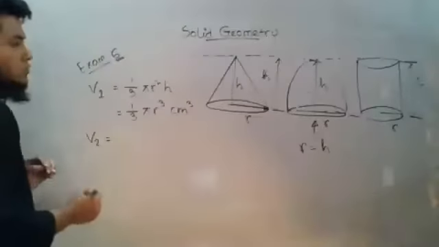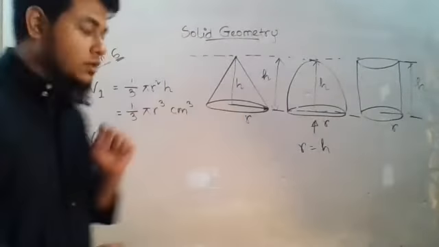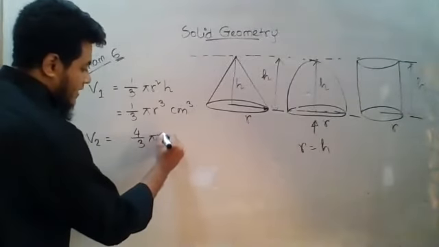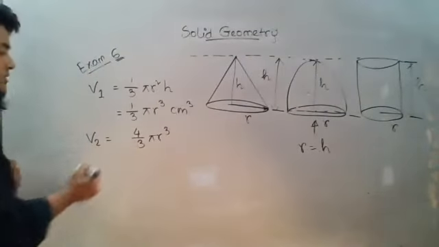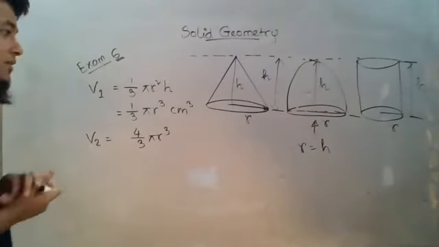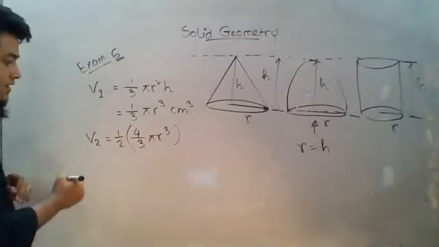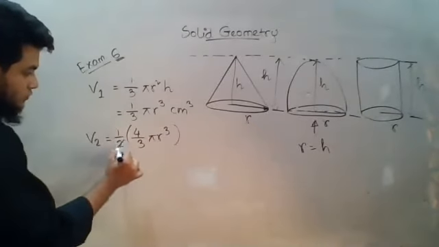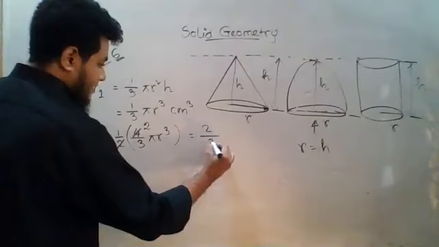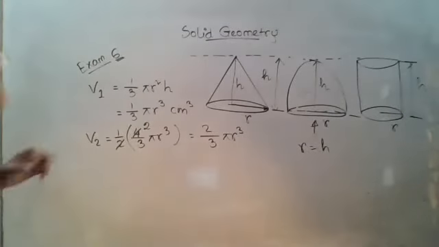Then V2, that is for semisphere. The formula to find out the volume of a sphere is 4 by 3 pi r cube. I have kept an empty space here. Why? Because it's half. It is semi-sphere, so the volume will be half of it, right? So as a result, if you cut it, then it will be 2 by 3 pi r cube.